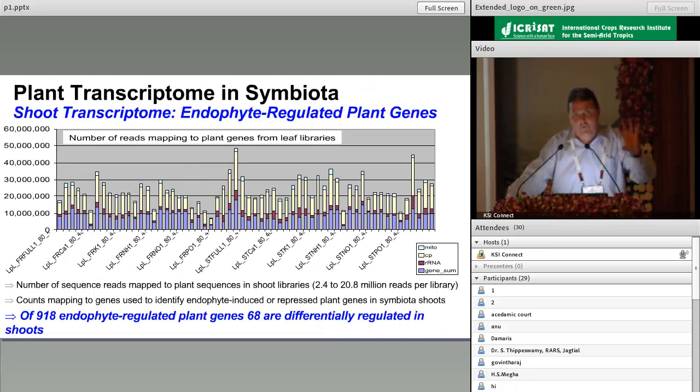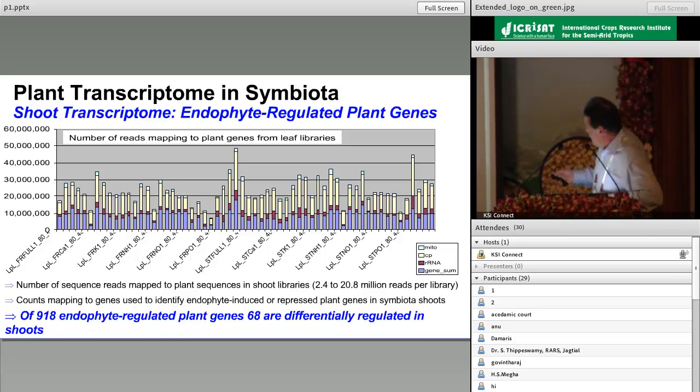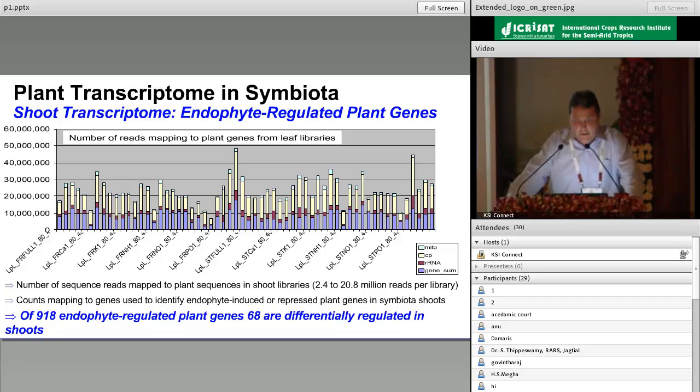Now looking at the reverse situation, what's the impact of the endophyte? So, endophyte-regulated plant genes, looking at both the shoot transcriptome and the root transcriptome from the perspective of the grass host. And what we see is that we have a bit over 900 endophyte-regulated plant genes in the shoot transcriptome, with 68 of those differentially regulated in shoots.